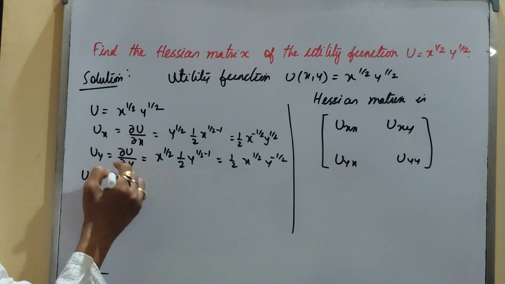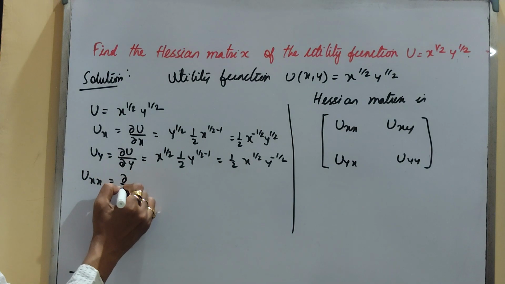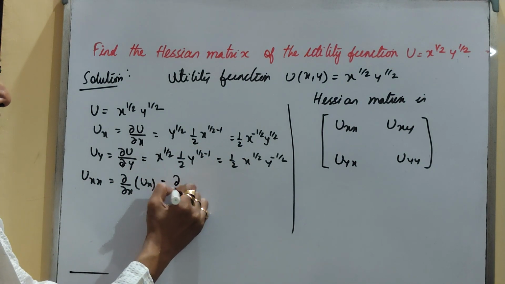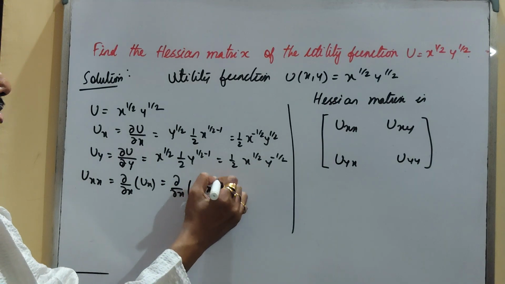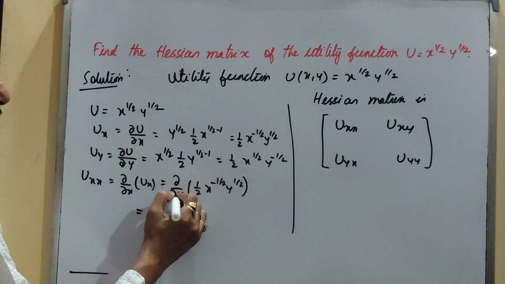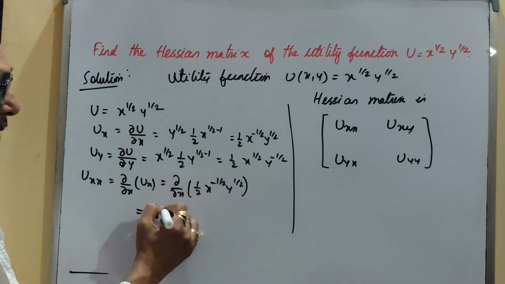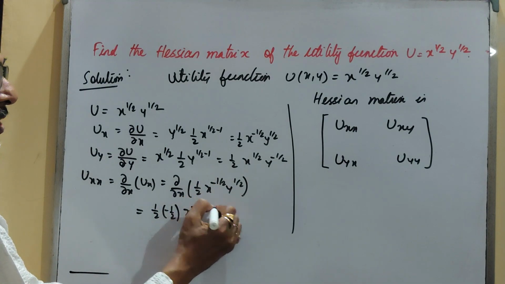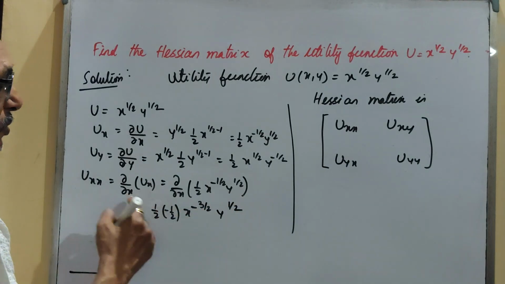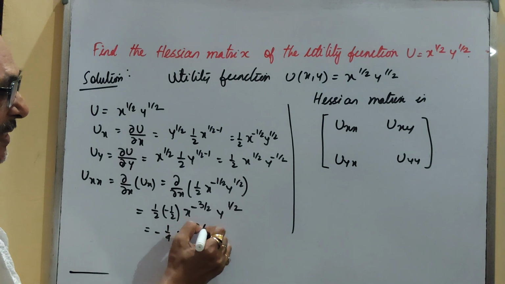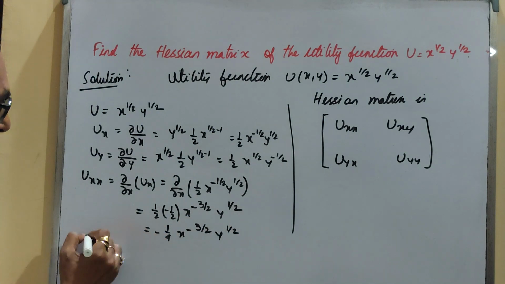uxx is partial differentiation of ux with respect to x. What is ux? ux is half x to the power minus half y to the power half. When we differentiate, we get half, this minus half comes here, then x to the power minus half minus 1, that is minus 3 by 2, y to the power half, because we keep y constant. This is minus 1 by 4 x to the power minus 3 by 2 y to the power half.